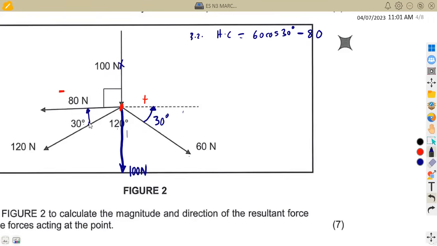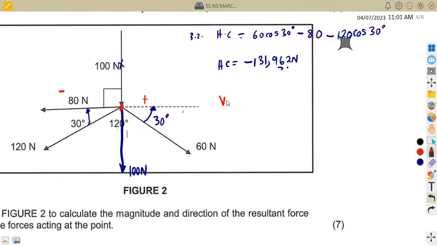Then we have got 120 between an angle of 30 degrees. So it is going to be minus 120 cos 30 degrees. It's in the negative region. That's why we are writing it as negative 120. So if you simplify everything, this is going to give us negative 131.9165 and so on, so this is going to be 131.962 Newton in this case. So we've got the horizontal components.